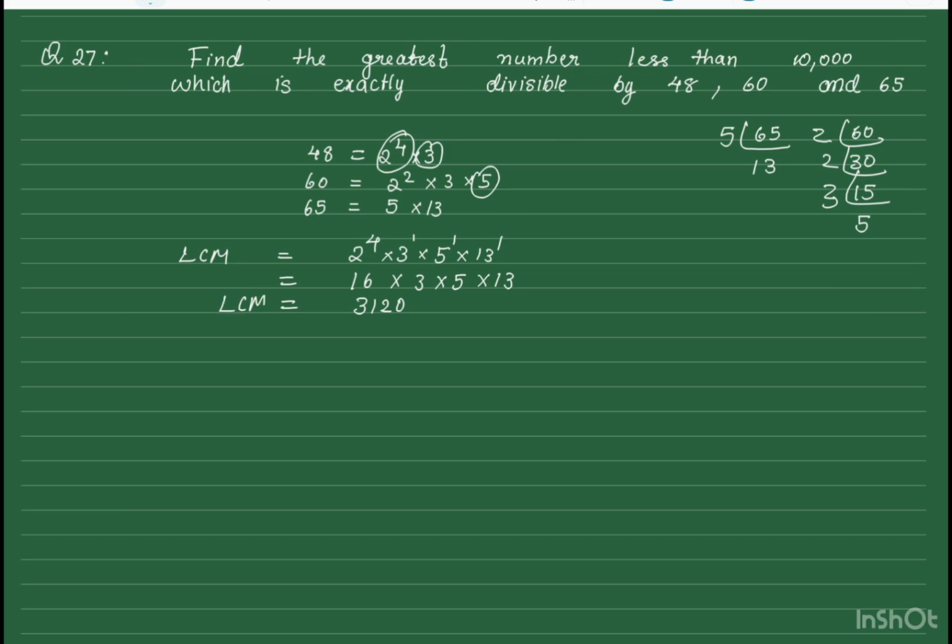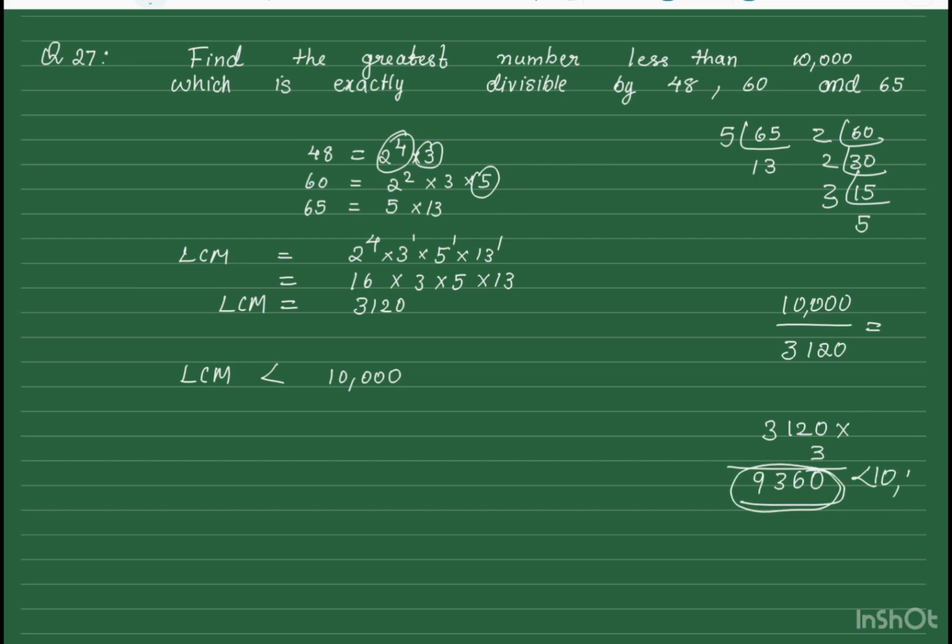We have to find the number exactly divisible by these numbers which is less than 10,000. So we have to find the multiple of the LCM which should be less than 10,000. So we can divide 10,000 by 3,120. Then we get how many times we can multiply 3,120 to stay below 10,000. So 3 is the number. So we can multiply 3,120 by 3.